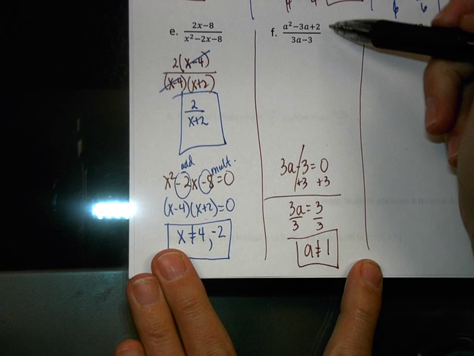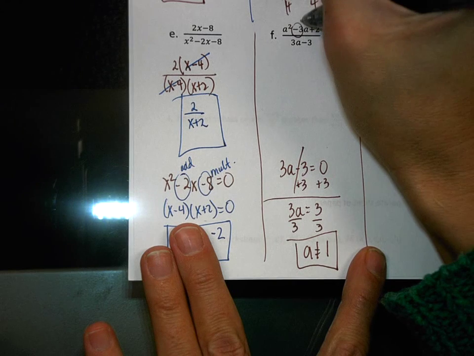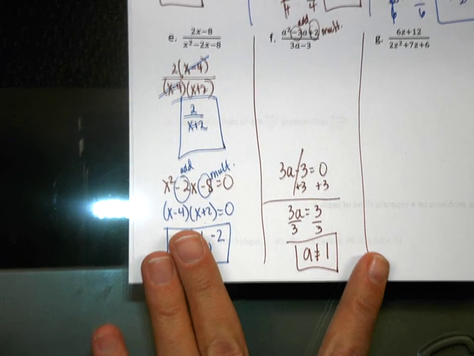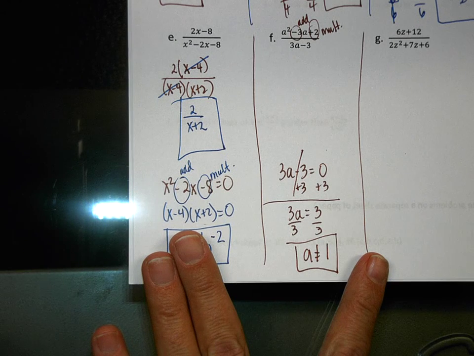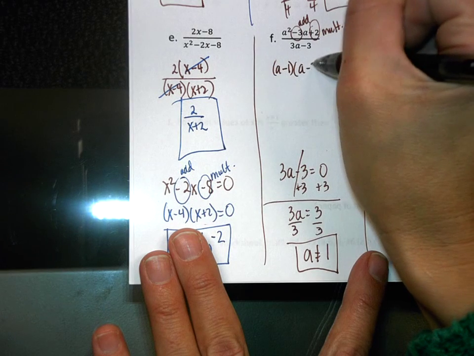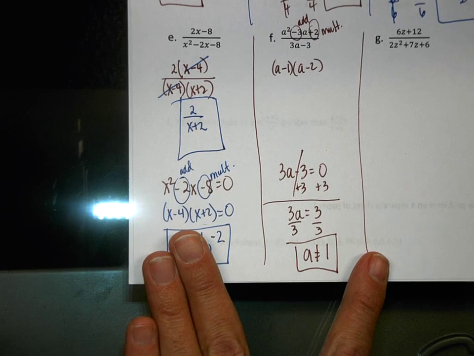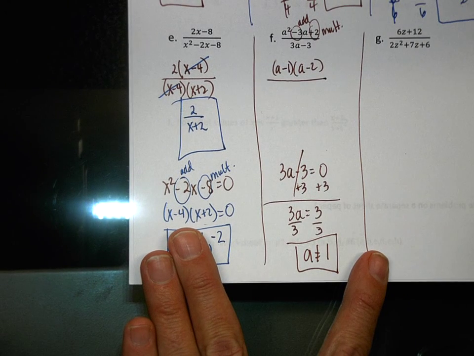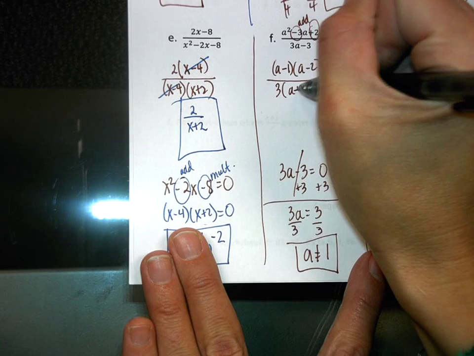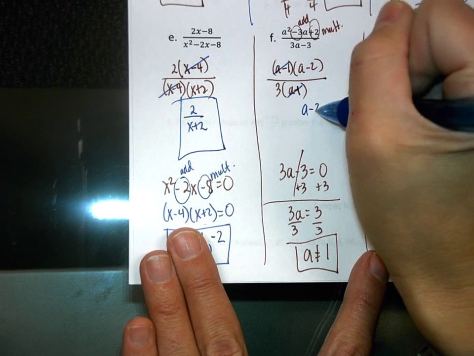All right, so on the top, can I factor this? Is there anything that adds to be negative 3 and multiplies to be 2? 1 and 2, and specifically negative 1 and negative 2, right? So those multiply to make a positive 2, and you add them together and they make a negative 3. Okay, in the denominator, is there something I can factor out? Good. And I'm left with a minus 1. And my a minus 1s can cancel, and so my answer is a minus 2 over 3.